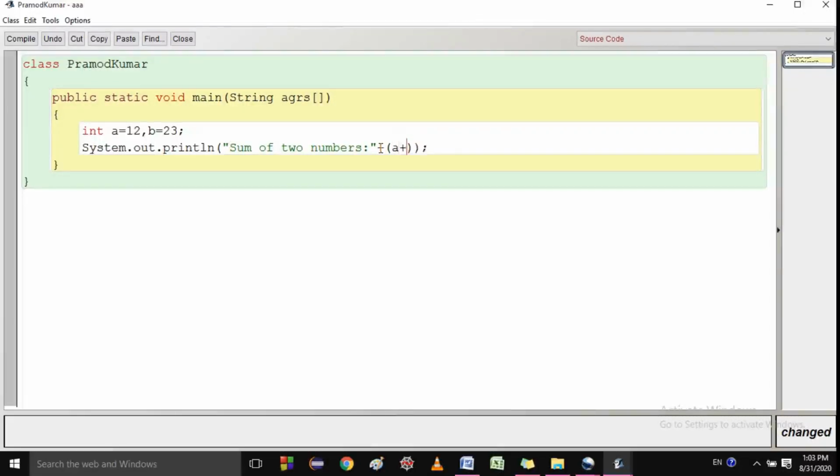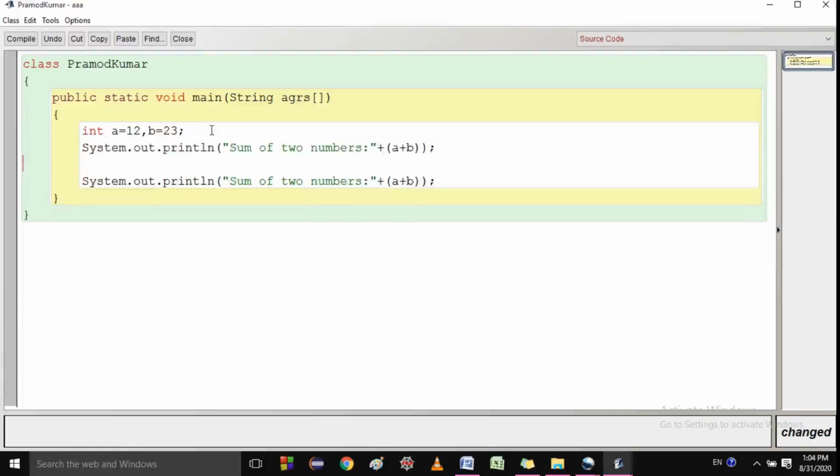So a plus b, if I add a plus b, then here it will be 12 plus 23, and I will get the answer. If I do not use this bracket, then you will get the answer 12 23. It is just attached, since we have such a string. So let me show you this also, then you can see practically what I am saying.